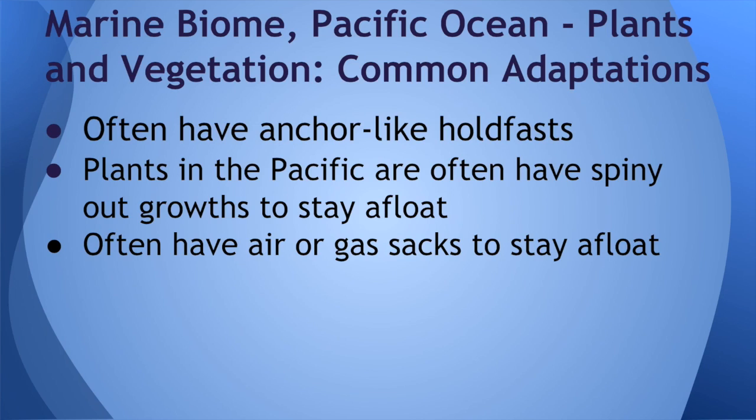Common adaptations of marine plants. They often have anchor-like holdfasts to make sure they don't move in the currents. And they also often have tiny outgrowths when small floating plants to stay afloat and get more photosynthesis. Then also have gas sacs or air sacs to stay afloat. They cannot control how much air or gas is in it to change their altitude, but it just keeps them constantly closer to the sun to photosynthesize.